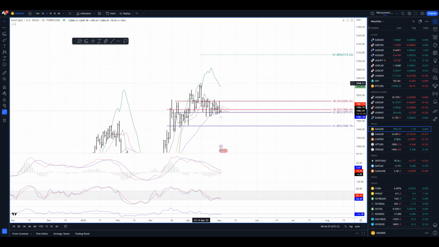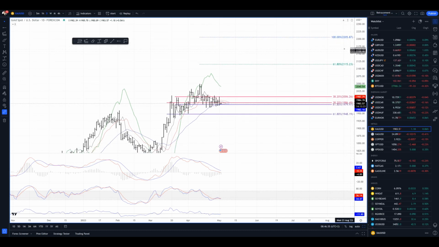Of course, the high at 2050 is also important. The 2070 mark is also important, but we have 2115 and even 2200 area potentially in play in the next period. So from my perspective, as long as the price can stay above 1968, we can see the upside continuation on the gold market.